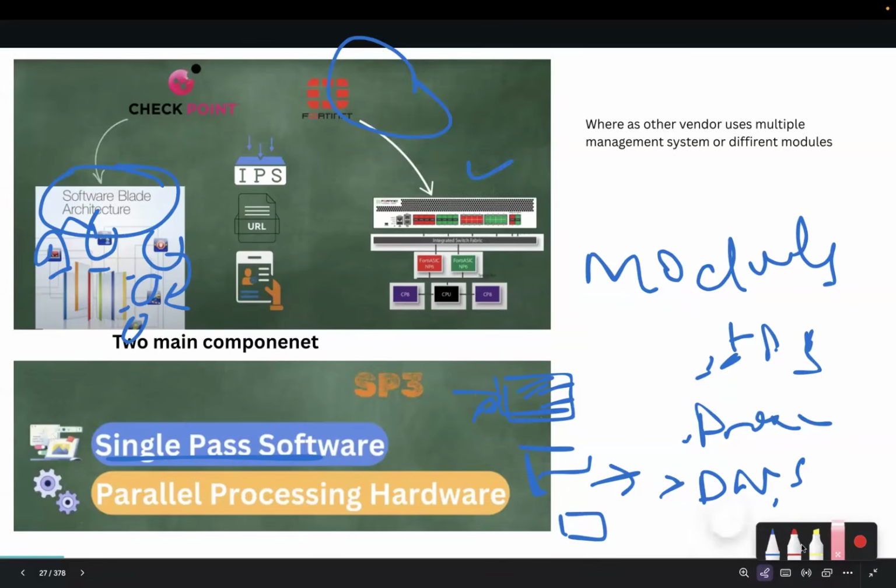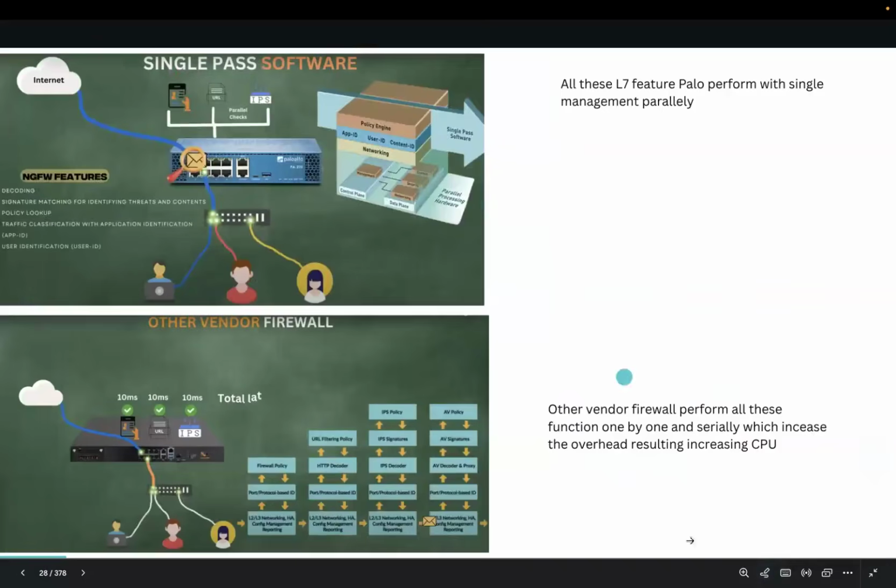Even if you don't understand, let's go to the next thing. Okay, just have patience, you will understand. So some traffic is coming from the internet. Okay, traffic came here. What does it mean by single pass software? In this port it came.